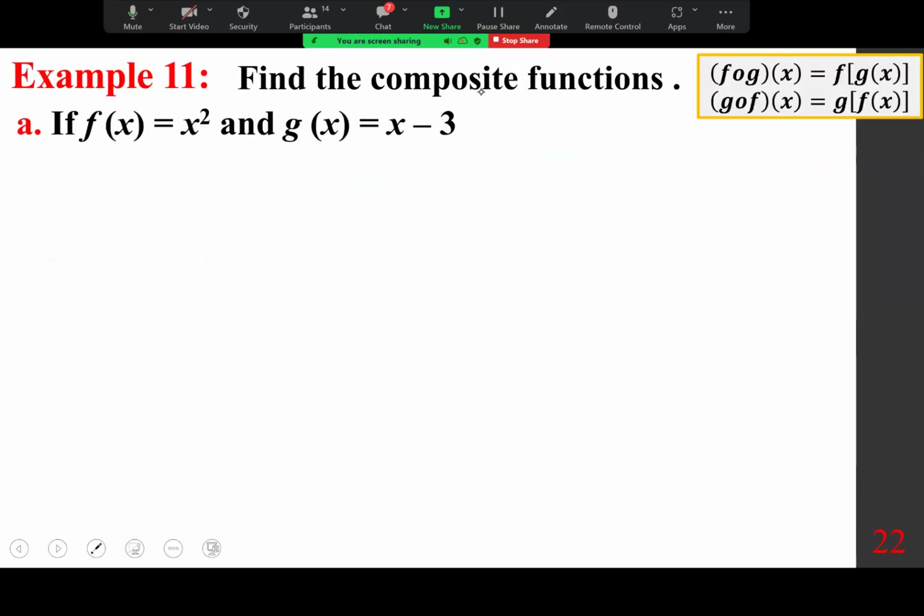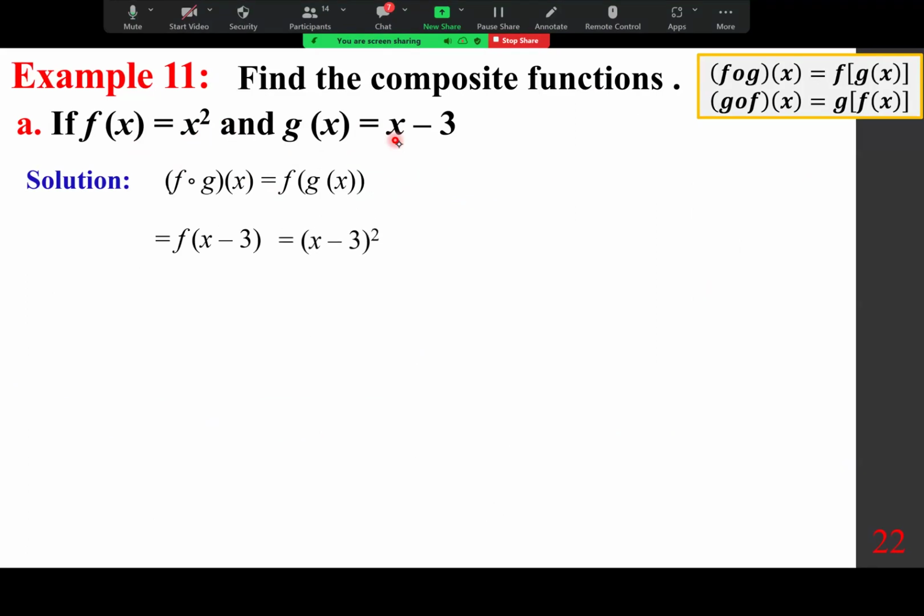So here's a simple example. Find the composite function. First, f of x is x squared. G of x equals x minus 3. And we want to find f of g as well as g of f. So f of g is f of g of x, which means replace the x with x minus 3, and you get x minus 3 squared. What about g of f? Is g of f of x. And that means g of x squared, which makes it x squared minus 3.